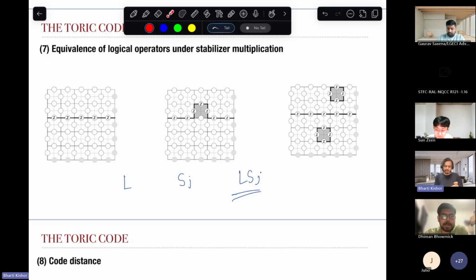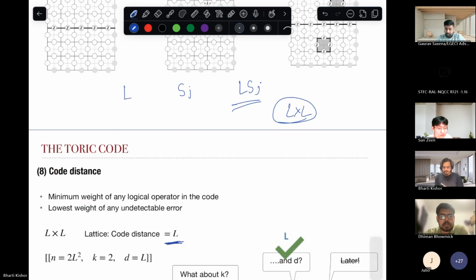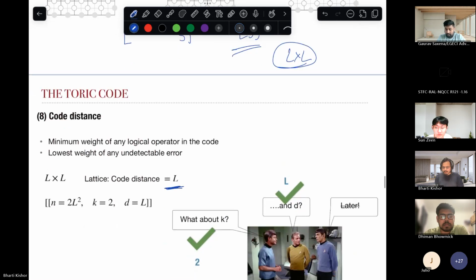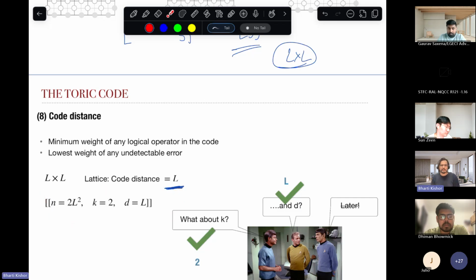Because we are working with an L cross L lattice, a toric lattice, the shortest non-trivial loop that we have has size L. And hence, this will be the weight of the minimal weight logical operator, because logical operators correspond to non-trivial loops. So we got n equal to 2L square, k equal to 2, and d equal to L. So that gives us all the things. I hope this makes sense to everyone.